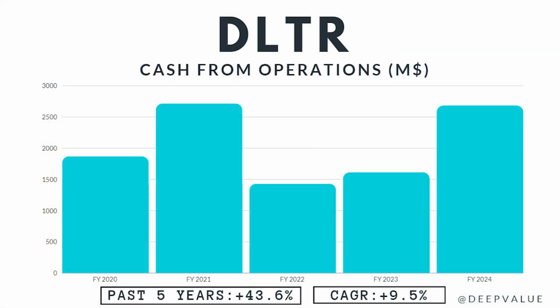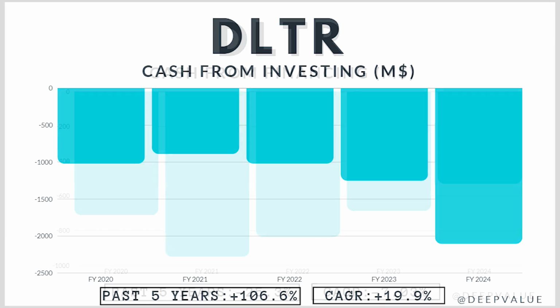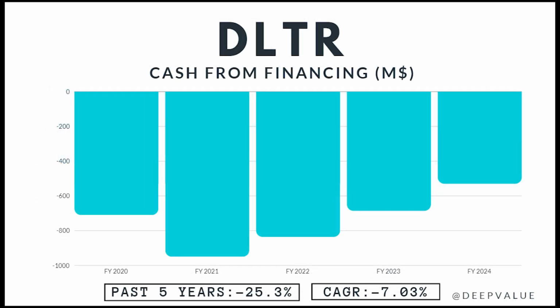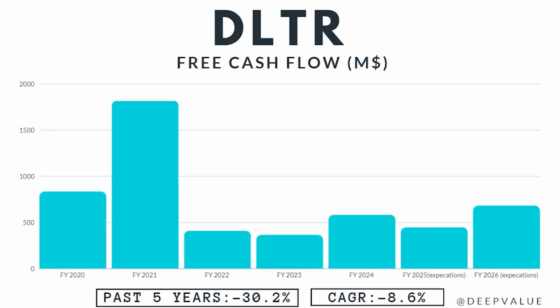Shifting to the cash flow statement, cash from operations stands at 2.7 billion, reflecting a growth of plus 43.6%. Cash from investing activities is minus 2.1 billion with a plus 106.6% change, while financing activities are at minus 530 million, showing a minus 25.3% change over the same period. CapEx has increased by 103.2%, and free cash flow has decreased by 30.2% to 580 million.